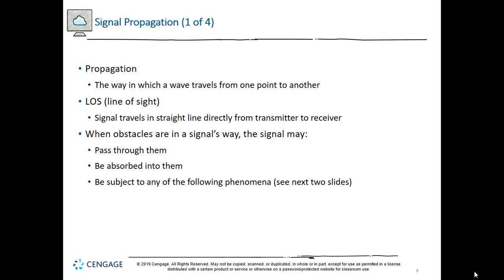Propagation refers to the way in which a wave travels from one point to another. Ideally, a wireless signal would travel directly in a straight line from its transmitter to the intended receiver. That's just not always going to be the case. This type of propagation, going from point A to point B without anything in the way, is line of sight. It maximizes distance for the amount of energy used and results in reception of the clearest possible signal.